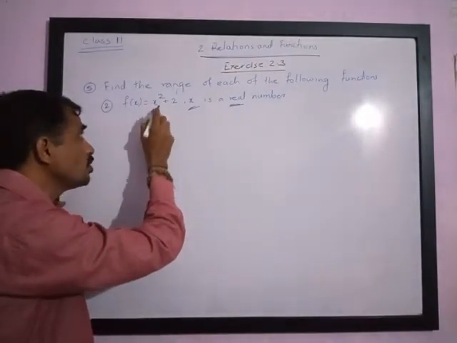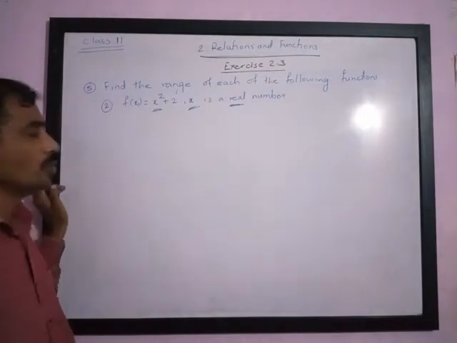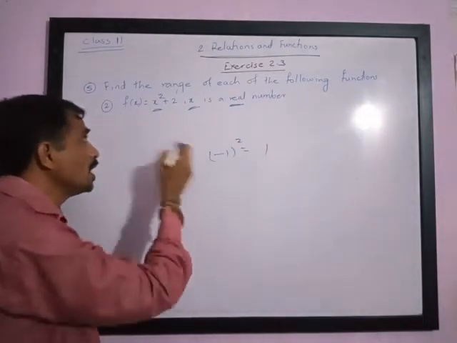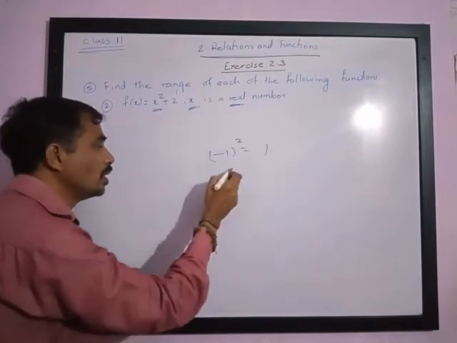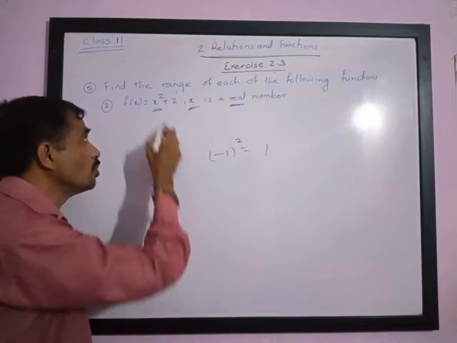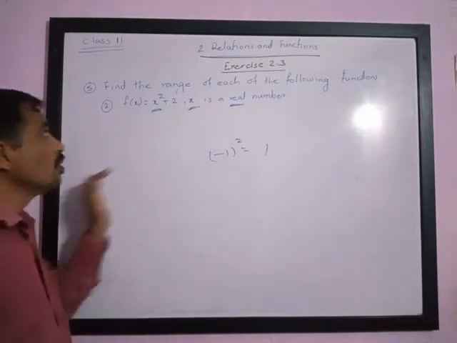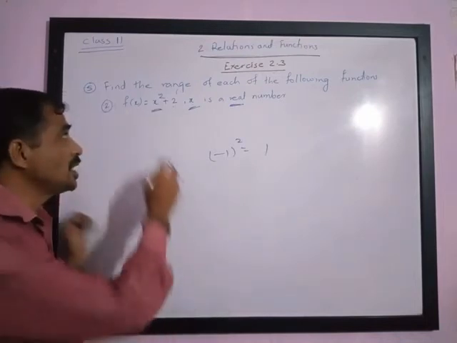Now if x is having a negative value, x square will always be positive. We know that the square of a negative number is positive. It means even if x is having a negative value, x square is a positive value. Positive plus 2 will be greater than or equal to 2. Please now try to understand this.